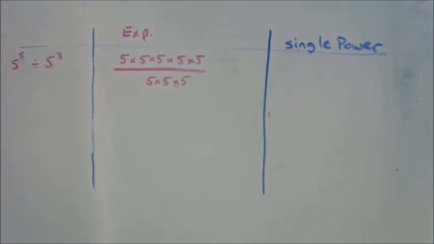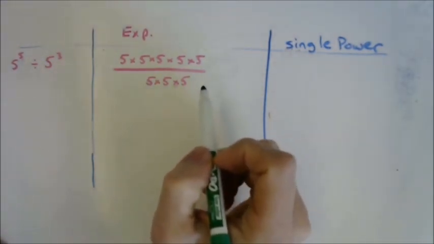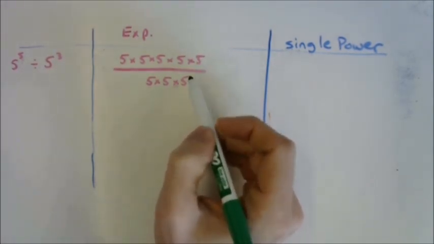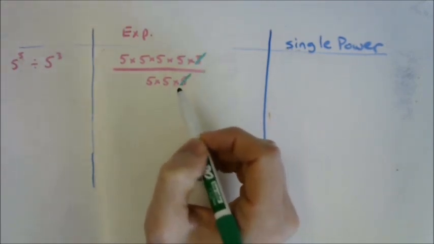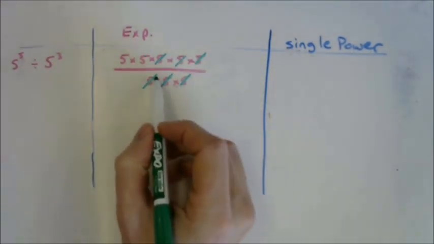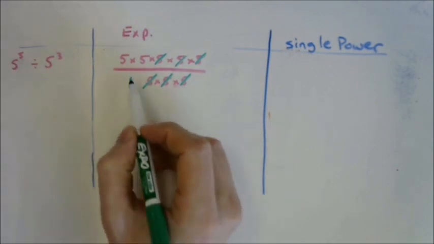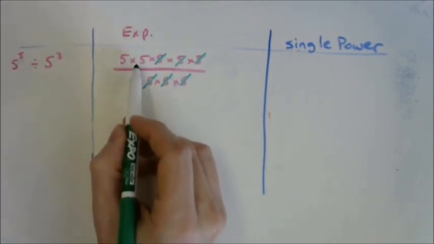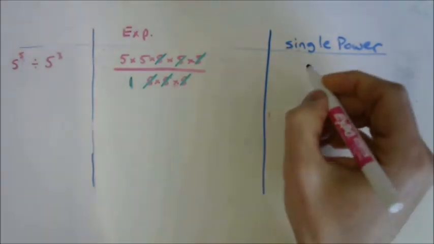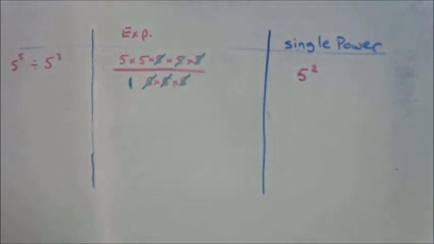Now, whenever we have a factor in the numerator and a factor in the denominator that are exactly the same, what can happen to them? We can cancel them out, although you're not really canceling anything, we just say it that way. 5 over 5 is 1, so this reduces to 1, and that reduces to 1. In the denominator all we have left is 1, and in the numerator we still have 5 times 5. Can we express that as a single power? It's just 5 to the power of 2. We have 2 factors of 5 left over.